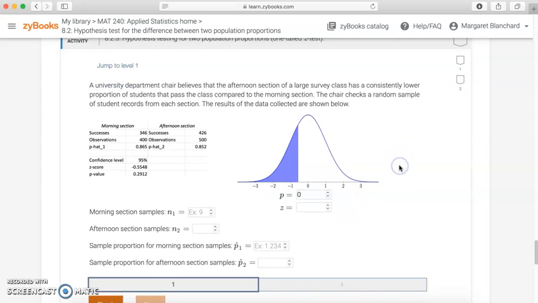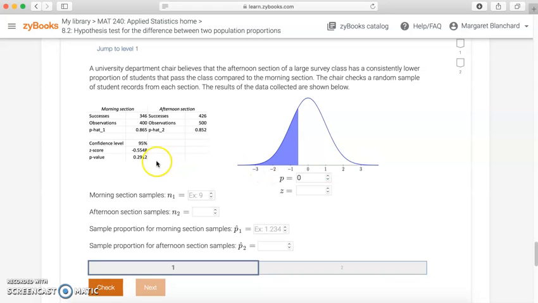So let's scroll down a little bit. So we need to find our p-value right here, which is 0.2912. From this p-value, our z-score is negative 0.5548. Our morning section, it lets you know right here that sample number one, N1, is 400. And our N2, the number of observations in the afternoon section, is 500. That goes right here.